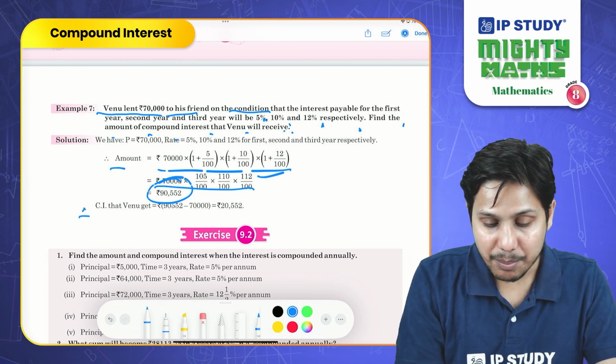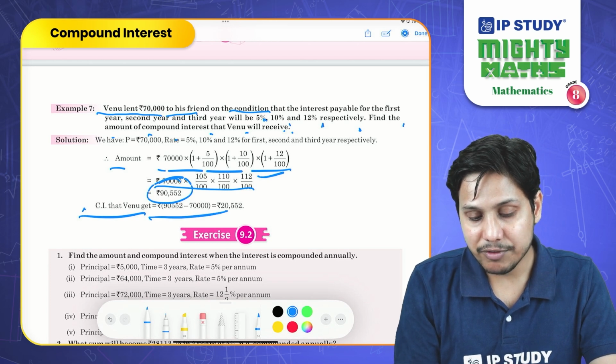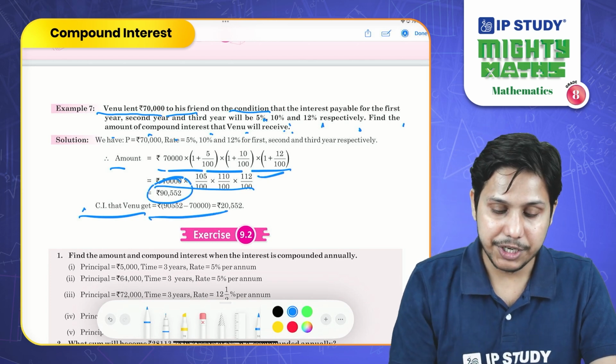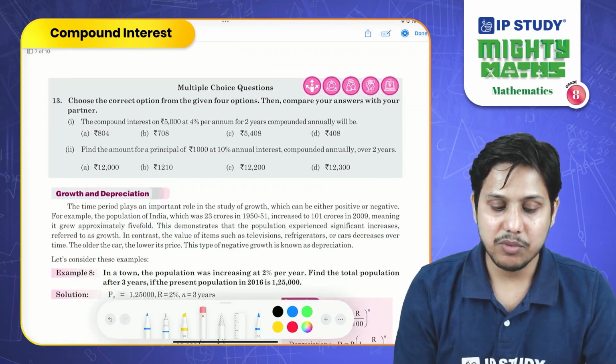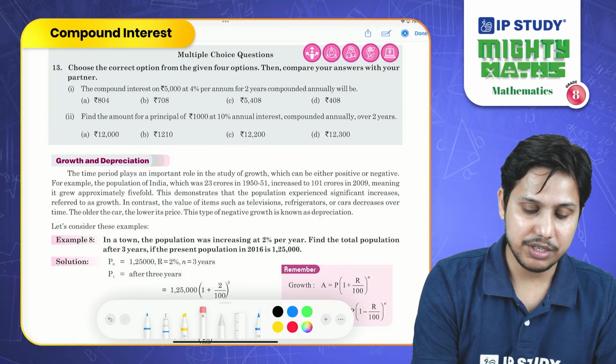Now for the compound interest we can subtract 70,000 from 90,552, which will be 20,552. Now students, moving to the next topic, growth and depreciation.